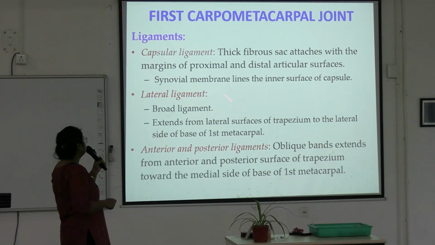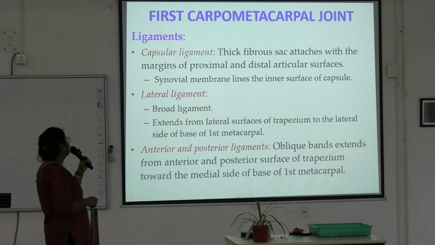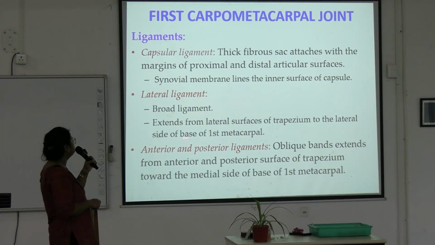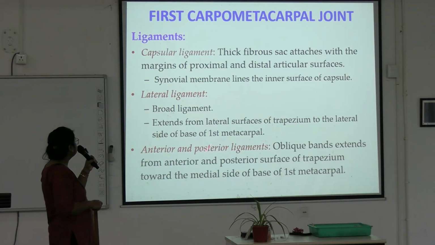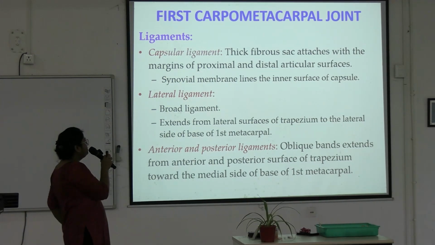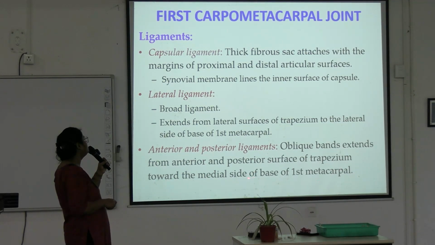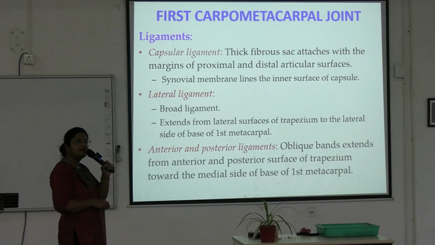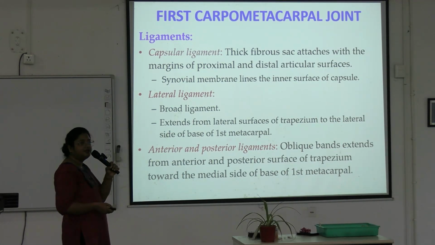Next is lateral ligament. Lateral ligament is also known as broad ligament, extends from lateral surface of trapezium to the lateral side of the base of the first metacarpal. Okay, so this is lateral ligament. And anterior and posterior ligaments, these are oblique bands, extends from anterior and posterior surface of trapezium towards the medial side of the base of first metacarpal. So these are the ligaments of this joint.